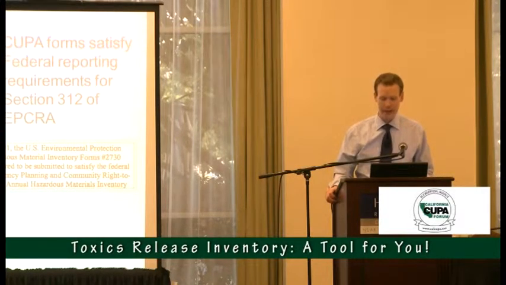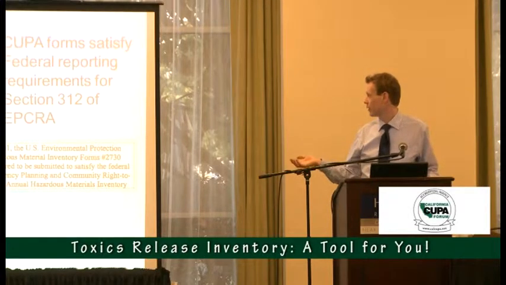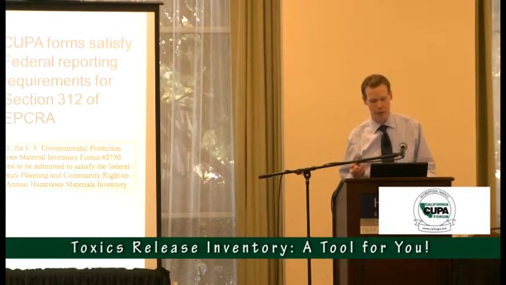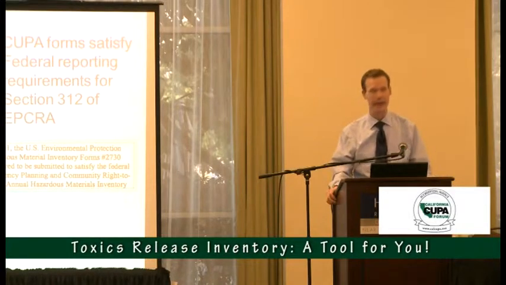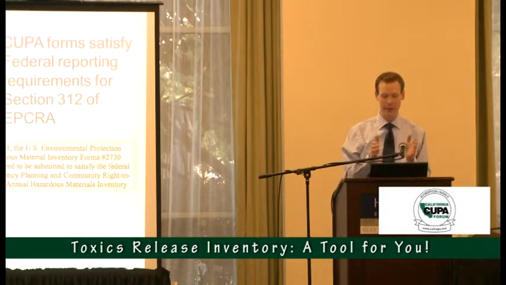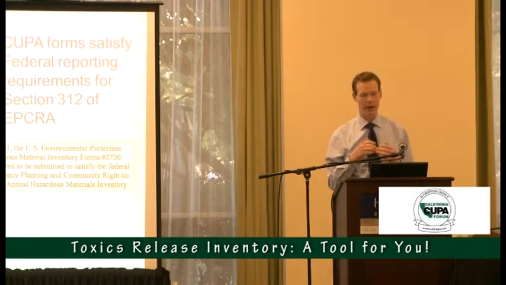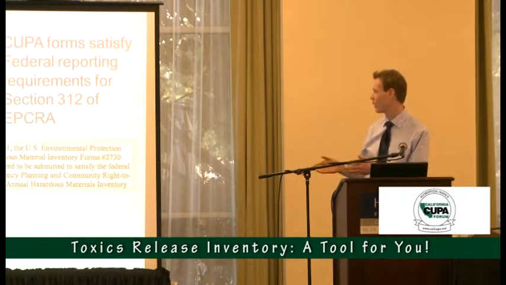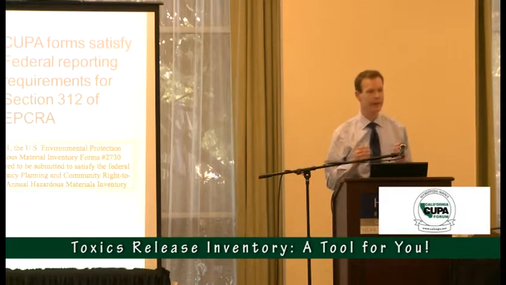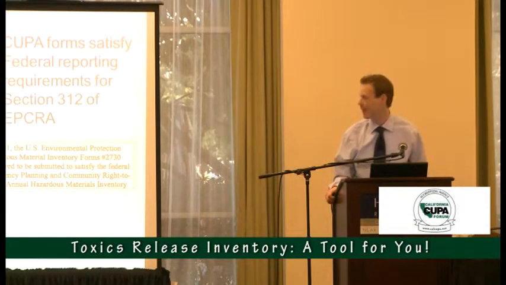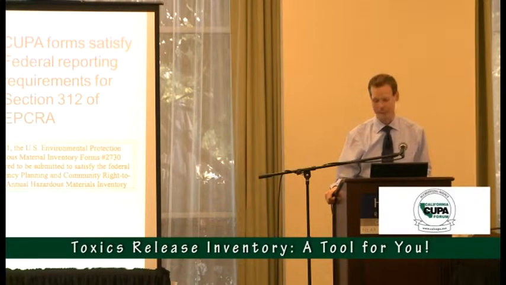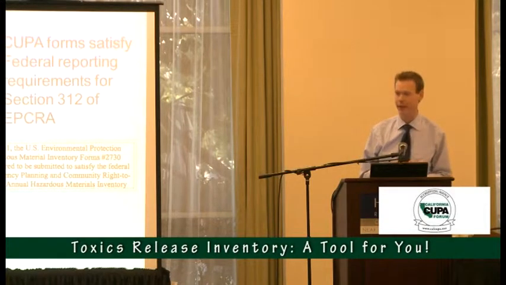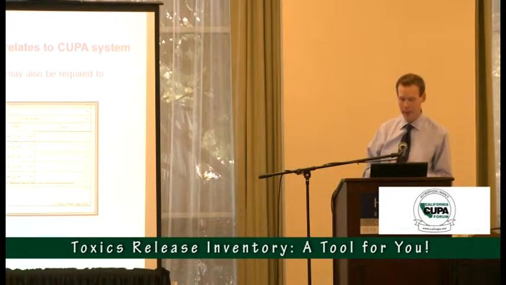So this slide indicates that CUPA forms satisfy federal reporting requirements for Section 312 of EPCRA, and I can't get into too much detail. I mentioned this because CUPAs, as I understand, are able to cover the EPCRA 302 to 312, but they're not able to cover 313 directly at this point. I see a nodding, so I think I have that right. But EPA does recognize that there's a lot of potential overlap with TRI that CUPAs could be involved with.